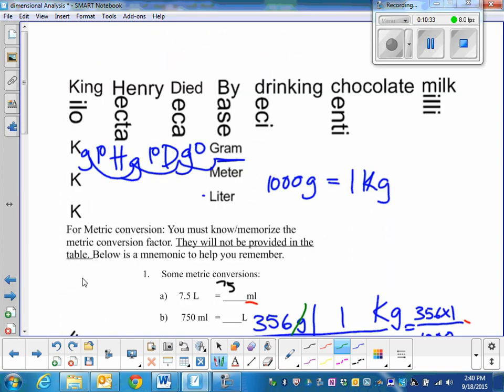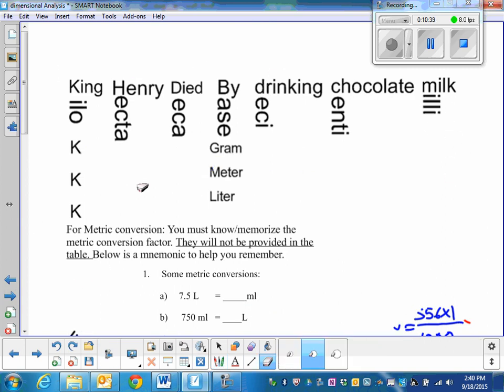You know this King Henry died by drinking chocolate milk. You heard it before? No, sixth grade. Yeah, probably so. Okay, so yes, chemistry is a lot of math, right?